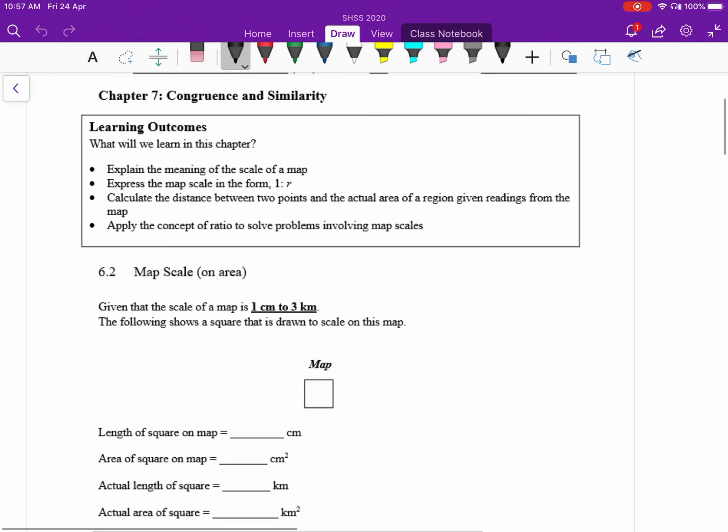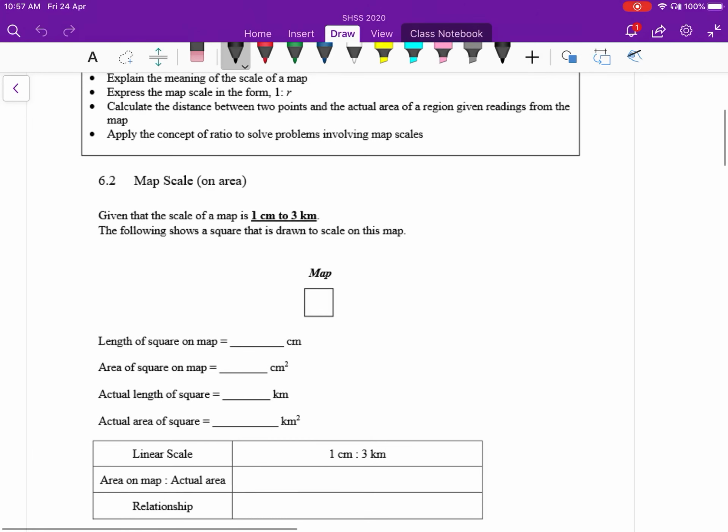Now, we have learned in our previous lesson that in a map scale, the left is the map and the right is the actual. But we have only talked about the length, which is like 1:20,000, and both are in cm. What if I want to find the area in a map scale? It is actually very simple.